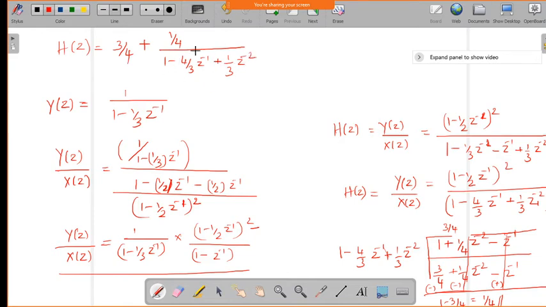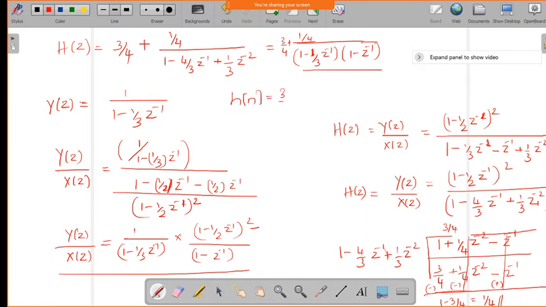So now you can write this one in terms of the factorization form, and you can get the inverse z transform, that is 3 by 4 plus 1 by 4 divided by 1 minus 1 by 3 z inverse into 1 minus z inverse. So now take the inverse z transform, you will get h of n. So now what is h of n?